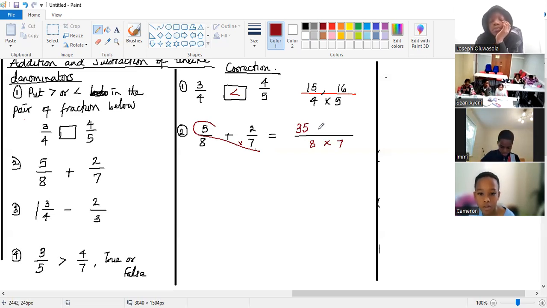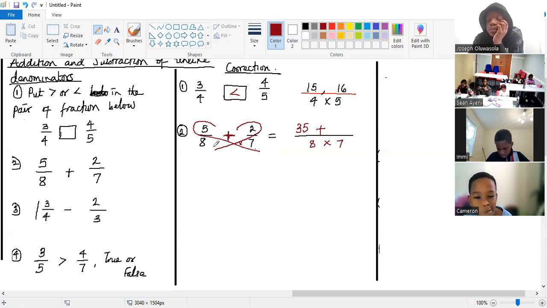What sign goes in between? Plus. This is addition now. We're not looking for greater than or less than. It's a plus, the addition. So what comes next? 8 times 2, which is what? 16. So what is 35 plus 16?